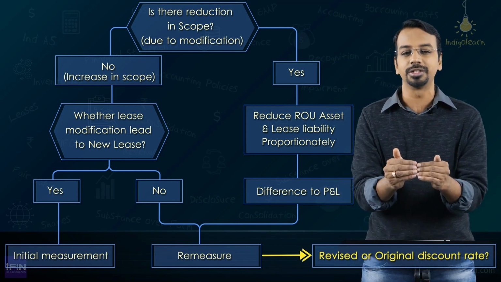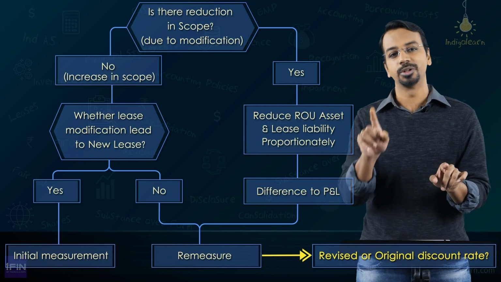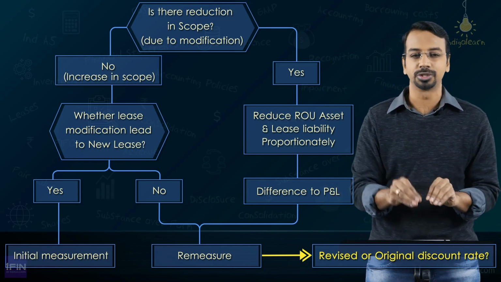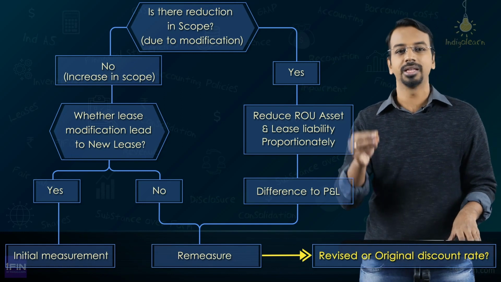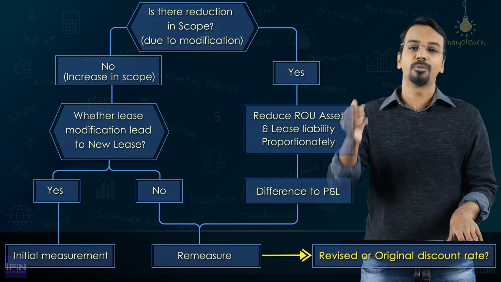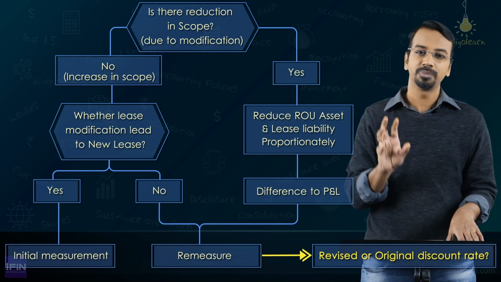Now, when you are doing a remeasurement, you have to see whether you have to use the revised discount rate or the original discount rate. Okay, so in examination, whenever you are faced with a question where either the lease payments have changed or the lease term has changed or the lease terms and conditions have changed, there is a modification of the lease, you simply refer to this chart, you will be able to handle the question in the examination.